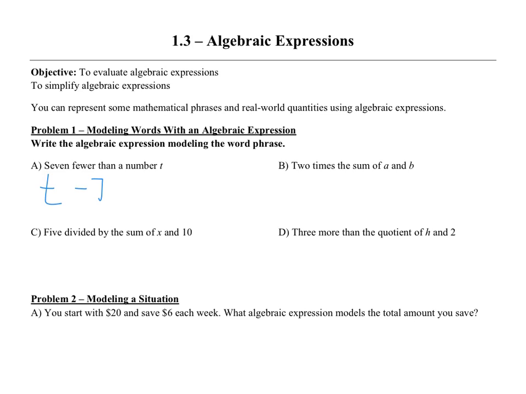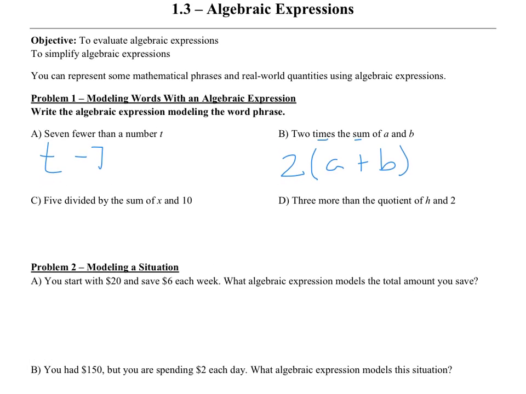Now for B, it says 2 times the sum. Now right here, these are two different algebraic terms right next to each other. So I have 2 times the sum. That means I should have parentheses because I first have to do the sum before I can do anything else. So 2 times the sum of A and B. So I want you to pause the video and try C and D right now. So yep, pause the video right now and try it.